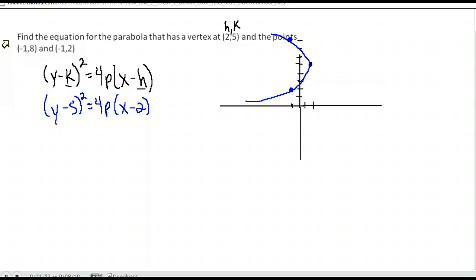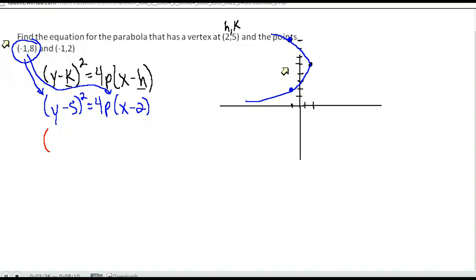Now we don't know where the directrix is, which would be this line back here, and we don't know where the focus point is. All we really know at this point is that it opens to the left. But we do know that the equation should follow that. So what we're going to do is take either of these 2 points that we know work in the equation because they are on the parabola, and we're going to substitute them for x and y into our equation and then solve for p. Okay, so I've chosen to use the point (-1, 8).